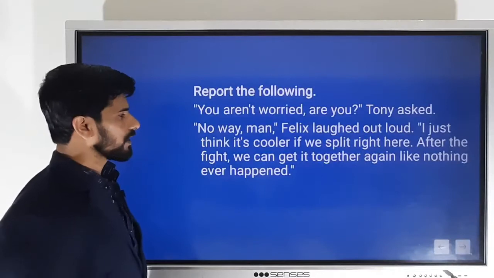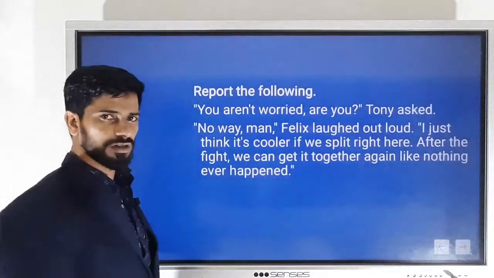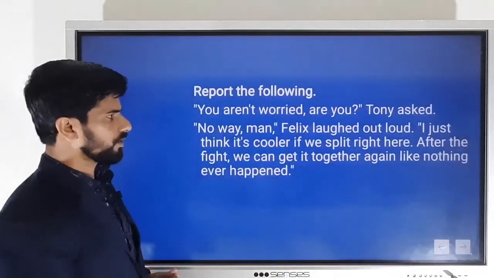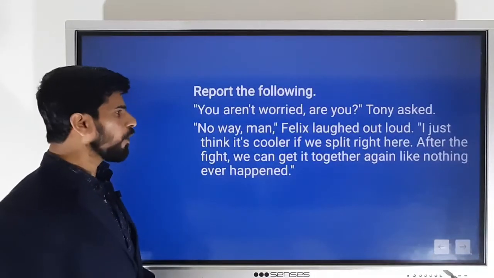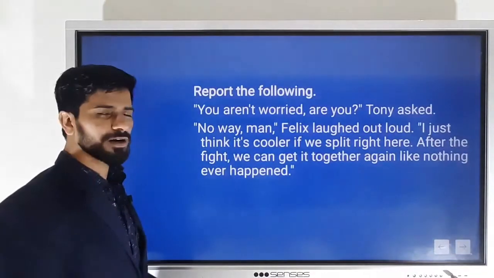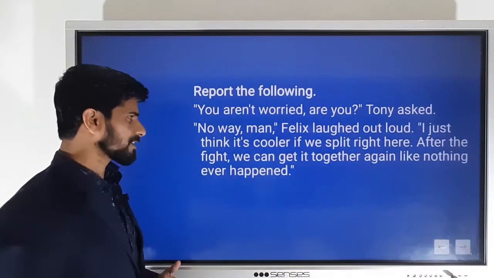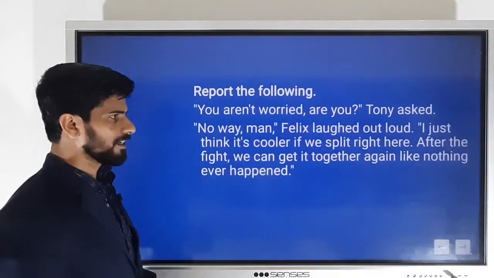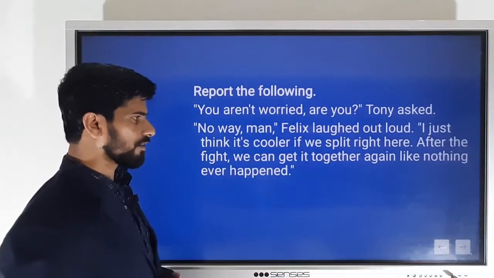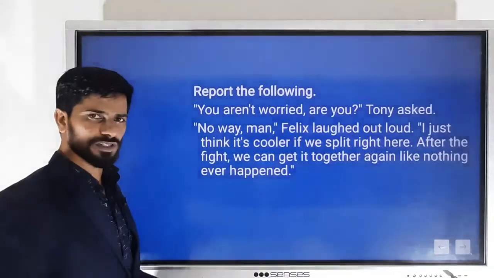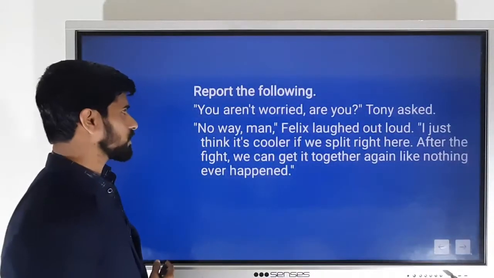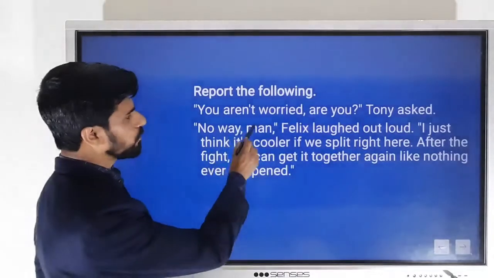Report the following. This is from the +2 textbook. You aren't worried, are you? Tony asked. No way, man. Felix laughed. I just think it's cooler if we split right here. After the fight, we can get it together again like nothing ever happened. So this is from the +2 textual part. How will you convert this? You aren't worried, are you?